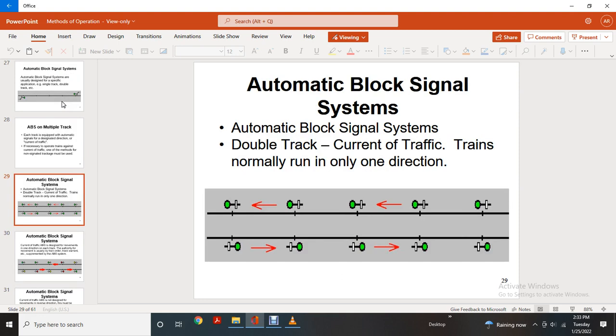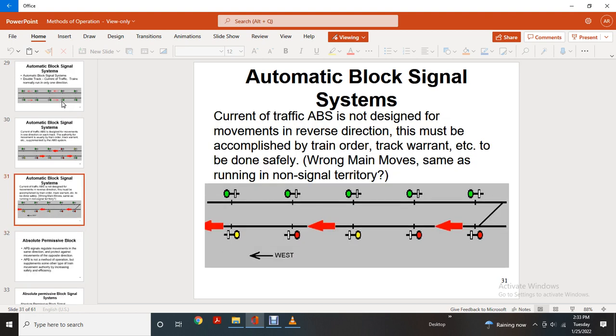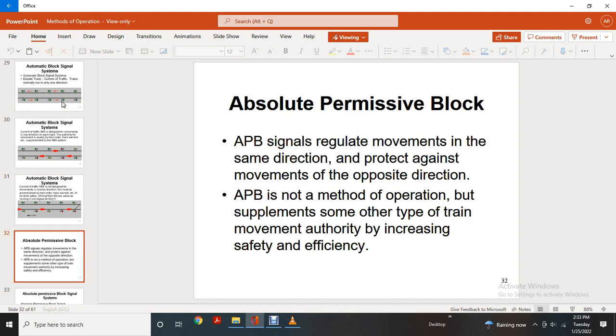Automatic block signal and double track current of traffic. The trains normally run in one direction. Currently, the ABS is designed for movement in one direction. Each track's authority of movement is usually by train order or track warrant, supplemented with the automatic block system. The current automatic block system is not designed to move in the reverse direction, thus this must be accomplished by train order or track warrant, etc., to move against the current of traffic, the same as running in non-signal territory.